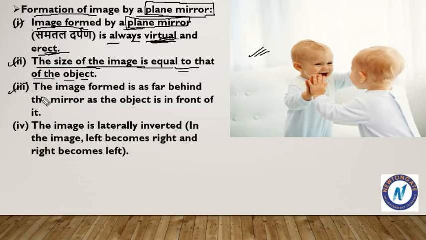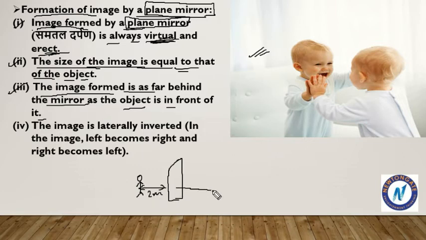The third point is the image formed is as far behind the mirror as the object is in front of it. That means suppose that यहाँ पर एक plane mirror है. Let's suppose there is a plane mirror here. तुम अगर यहाँ खड़े हो, if you are standing here, then let's say this distance is 2 meters, then your image will be formed behind the mirror at a distance of 2 meters.